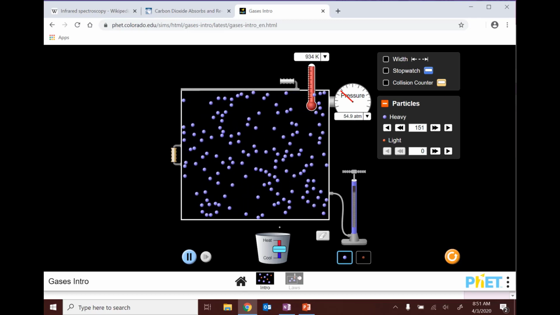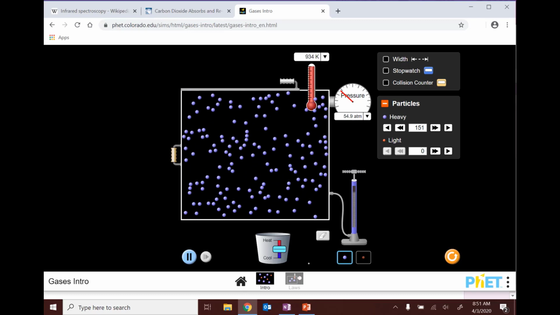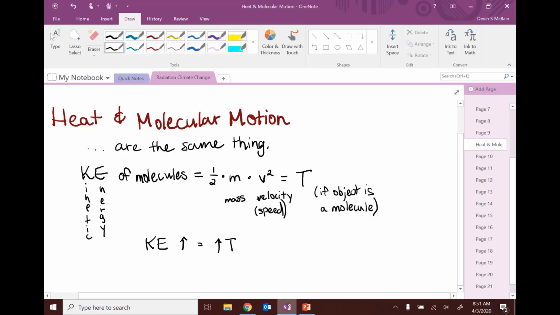Okay. We also need to talk about different ways that molecules can move. So obviously these gas molecules are doing what we call translational movement.